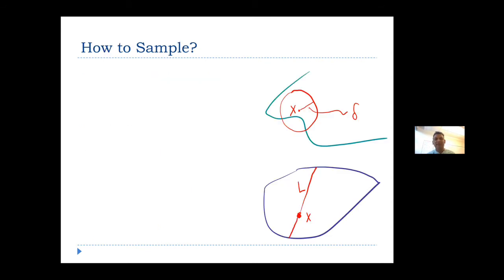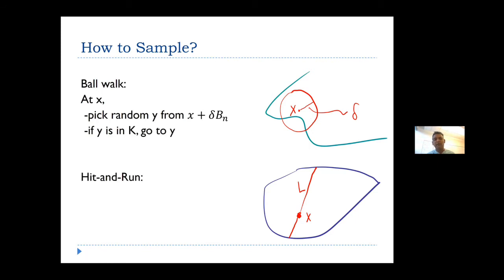Okay, but how do we sample? It turns out sampling algorithms are among the simplest algorithms, at least in this setting, in the literature. In the case of this general problem with membership oracles, one way to do it is the ball walk, which is the following. At a point X in the set, you pick a random point from a ball of fixed radius delta around X. And then if that new point is in the set, you go there. If not, you just try again. That's it, that's the whole algorithm, right? It's this rejection sampling. You pick a point in the ball, if it's in the set, you go there. If not, you try again.